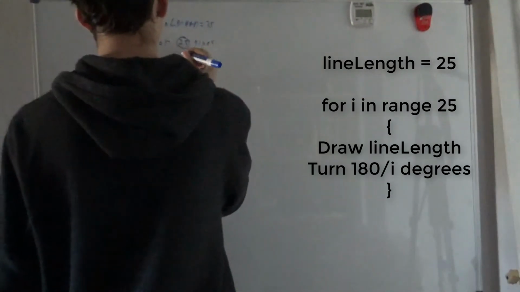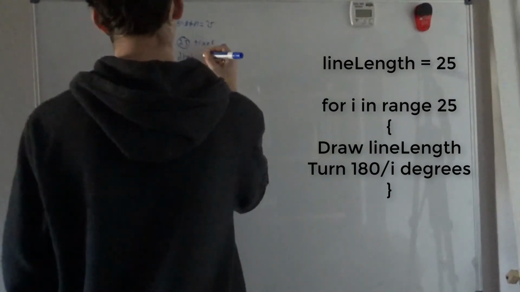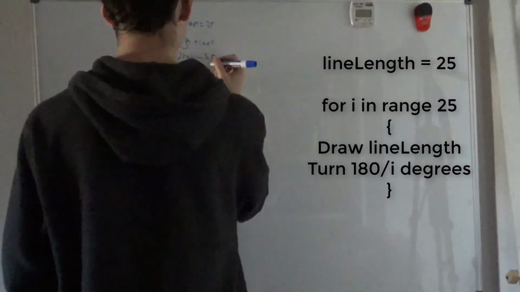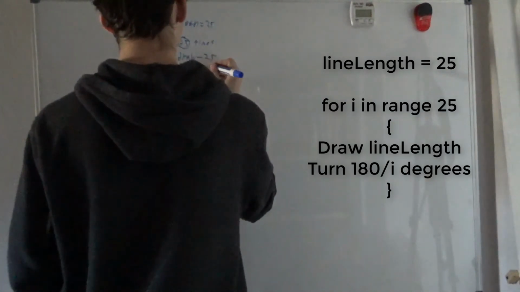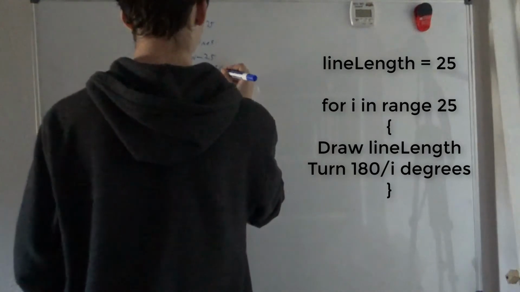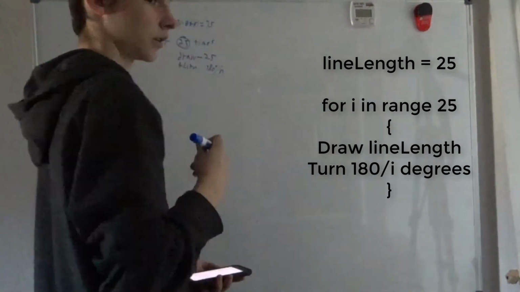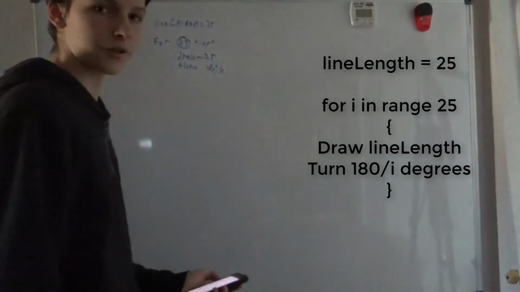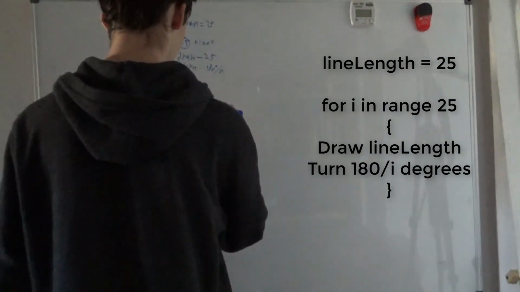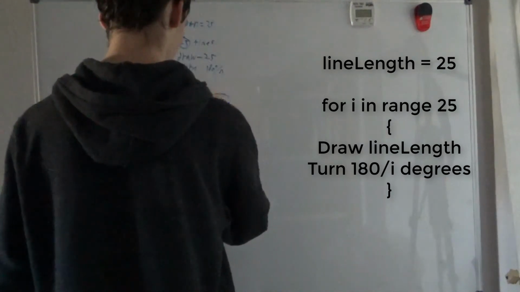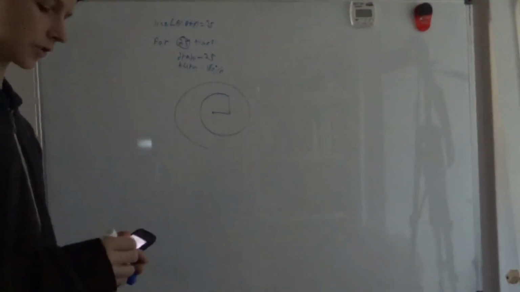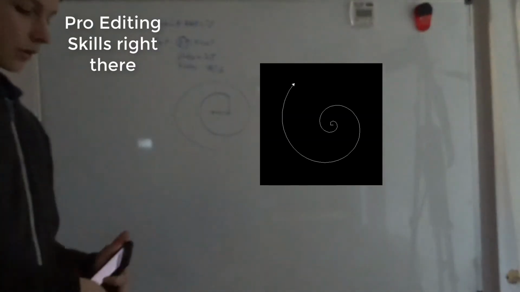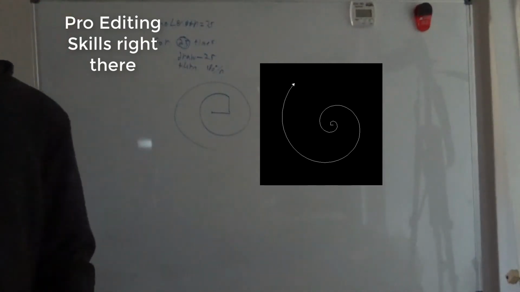That means that I wanted to draw a line for 25 segments, and then I want to turn 180 degrees divided by the amount of times the program had run. And I came out with something very interesting. Something similar to that. We have an exact representation right here. But that wasn't exactly what I was hoping for, but it interested me all the more.